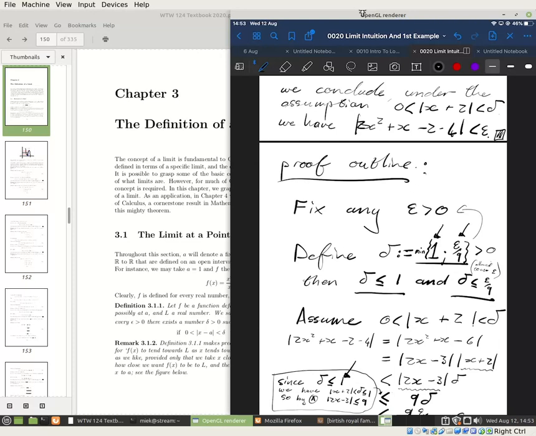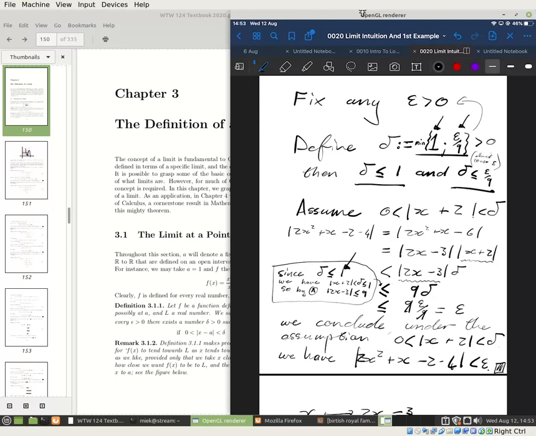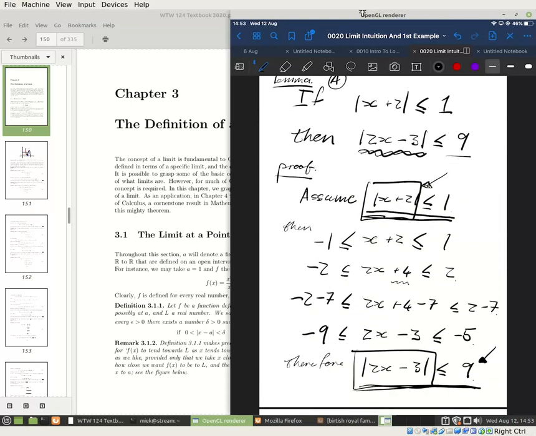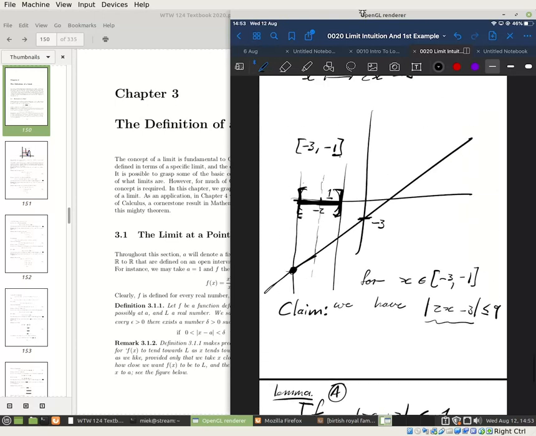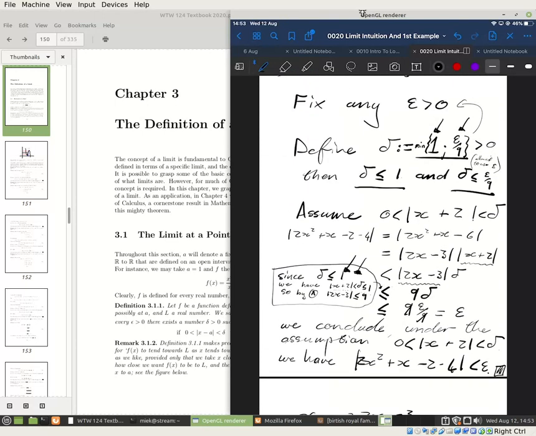And since we have the 1 here, the minimum of 1, delta is less than or equal to 1. So we've got, since delta is less than or equal to 1, 2 plus x is less than or equal to 1. But here we have shown that if that is the case, then this expression that we're interested in is less than or equal to 9. So this gives us this part. So this allows us to get this constant over here.